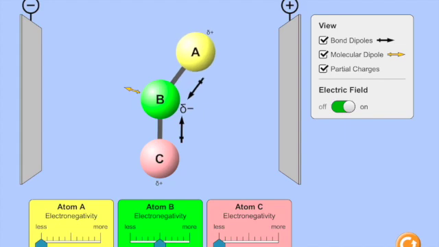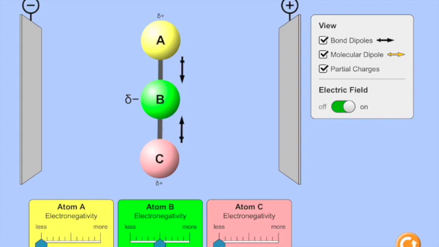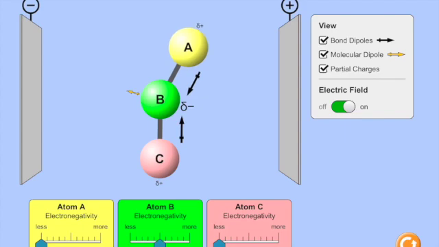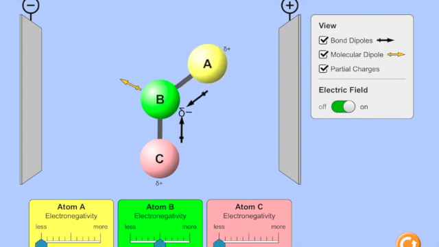As I move A and C closer to each other, you can see that the angle changes and those two vectors are not equal and opposite anymore. They're starting to both point towards B and not cancel each other out. So you can see the formation of that yellow arrow, the formation of a molecular dipole.